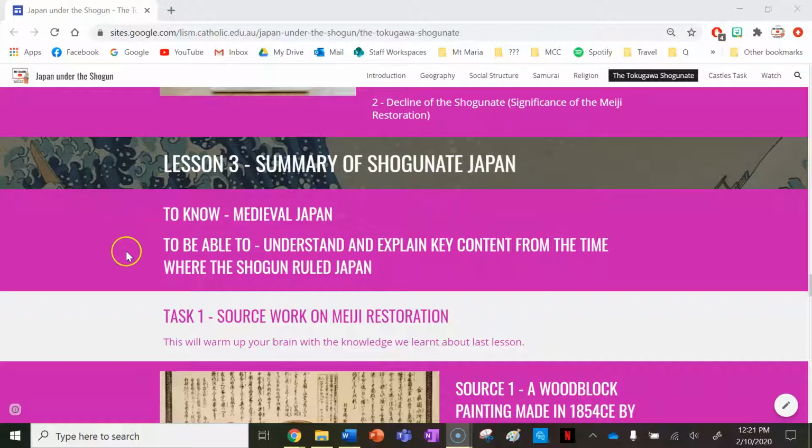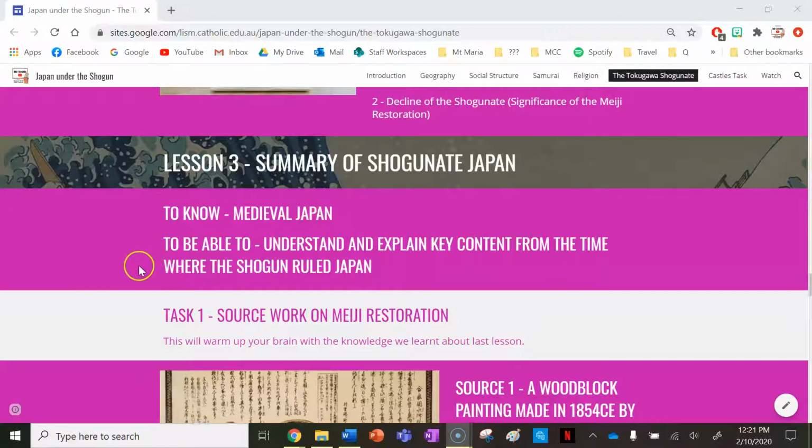So your success criteria is located here. By the end of this lesson, you need to be able to understand and explain key content from the time where the Shogun ruled Japan.